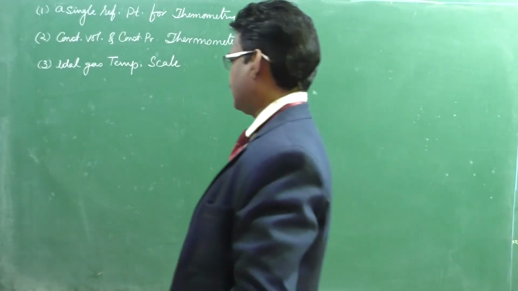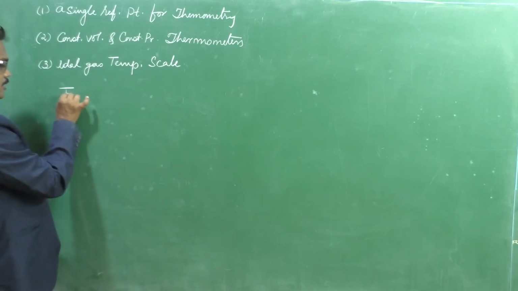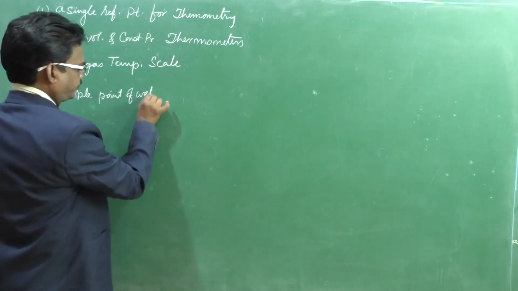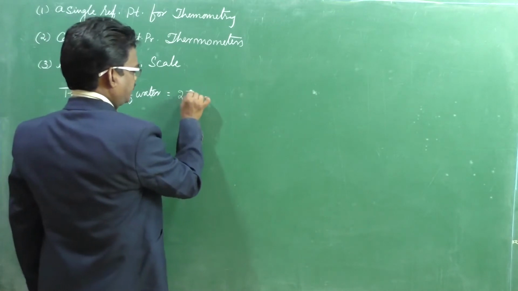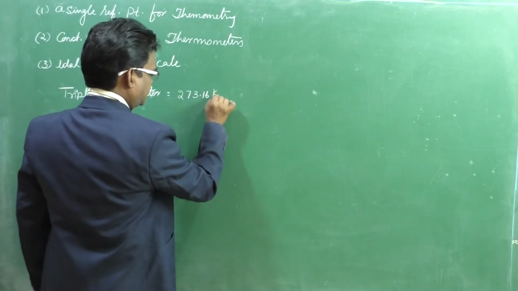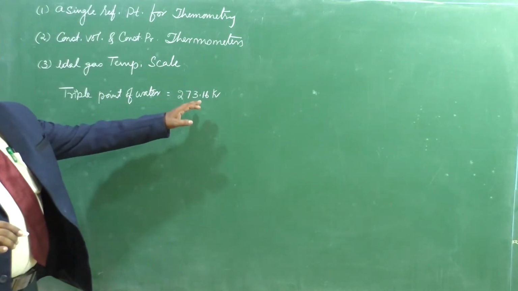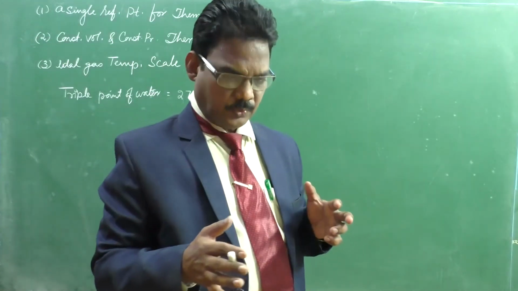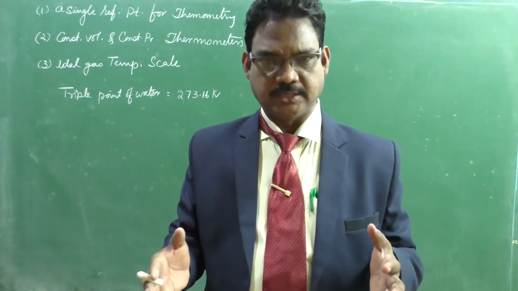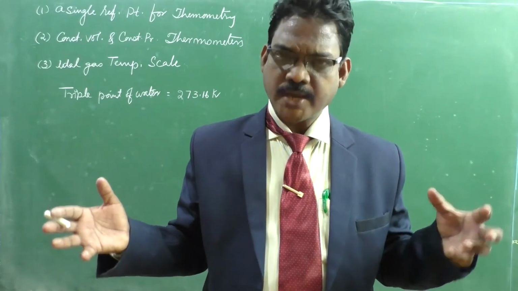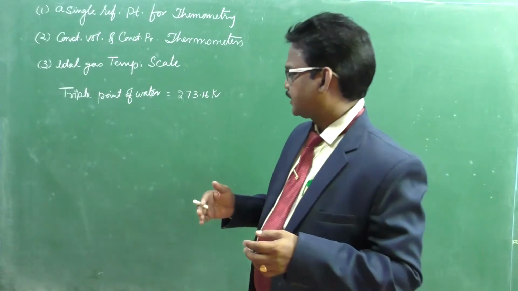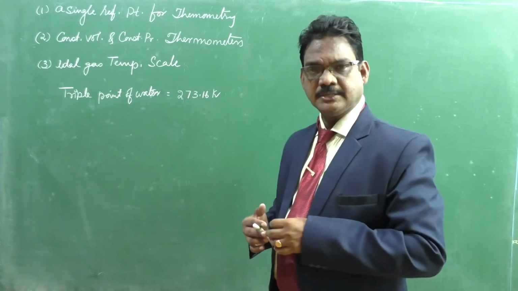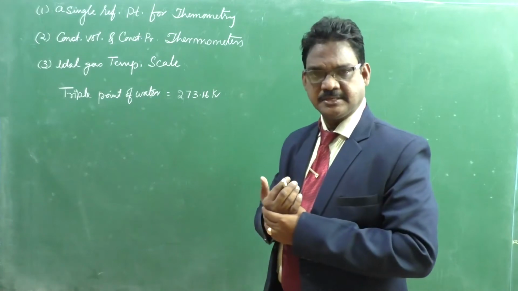The triple point of water is 273.16 kelvins. Here, triple point means the existence of ice, water and vapor, that is solid, liquid and vapor. These three phases coexist at this point. And obtaining this triple point at the laboratory level is very easy. That is the reason they consider this triple point as the reference point.